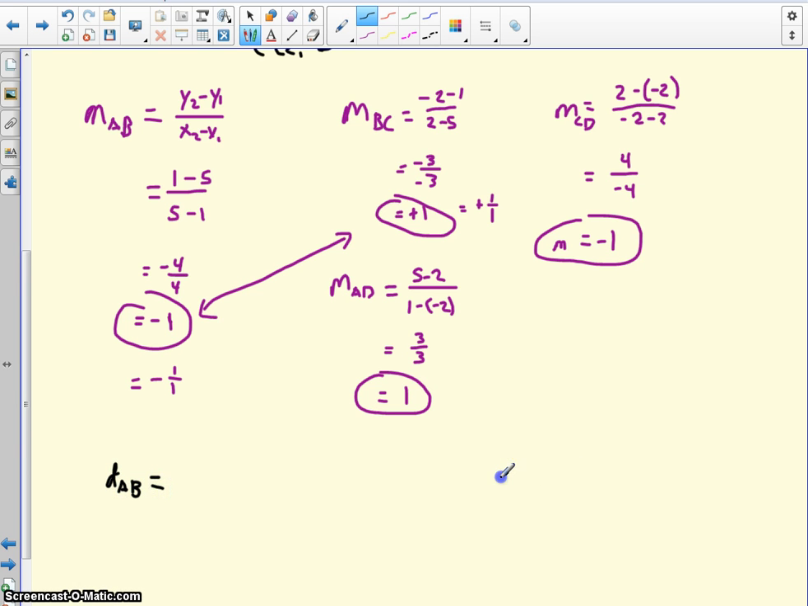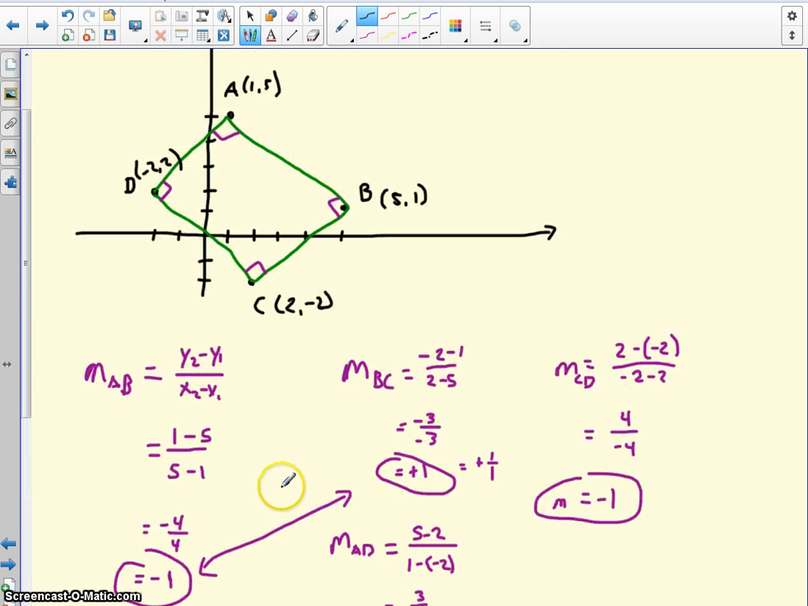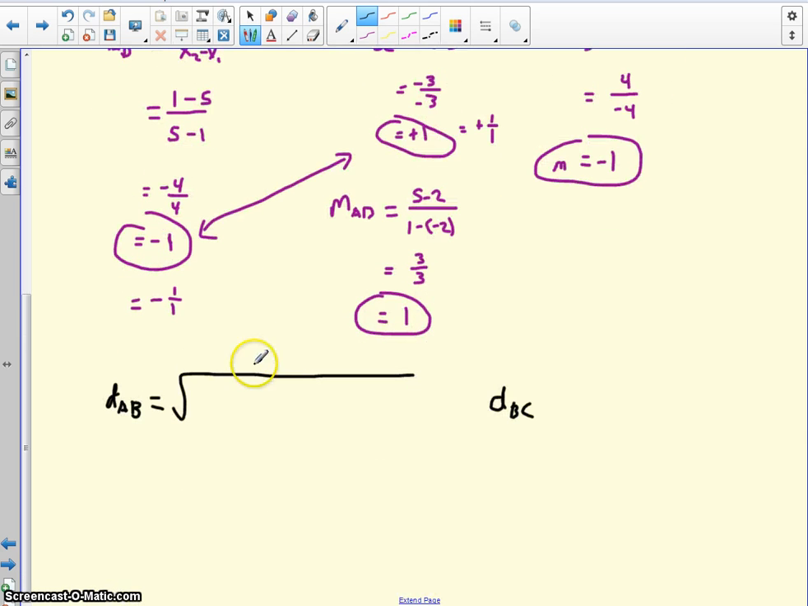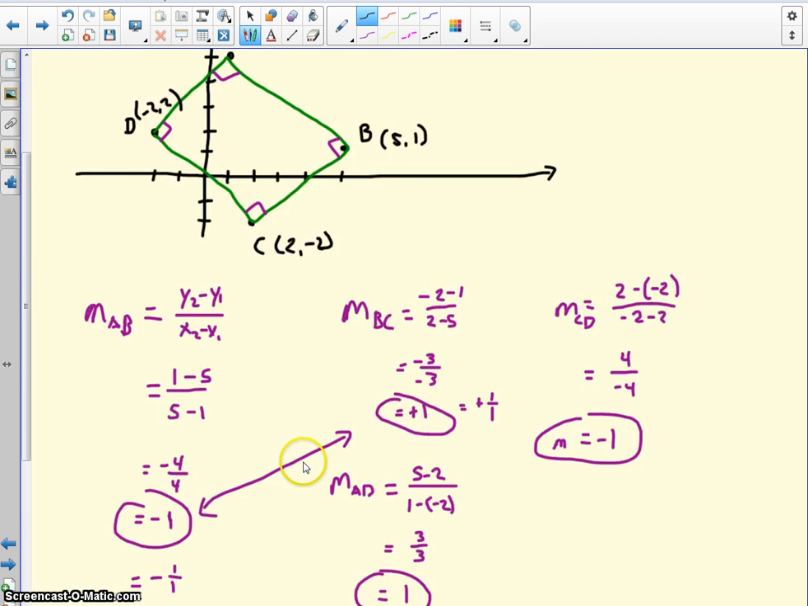I'm going to find the length of BC. So I'll go through the first one with you. Remember your distance formula. It's the square root of bracket x2 minus x1 all squared plus y2 minus y1 all squared. So using my distance formula here, I'm going to have x2 minus x1, 5 minus 1, all squared. And then y2 minus y1 will be 1 minus 5.